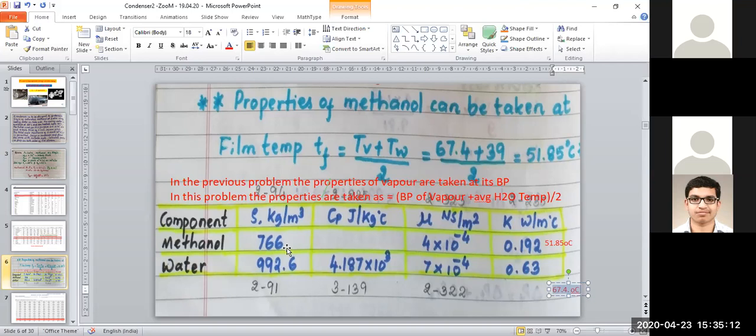It is entering a condenser, and you are using water at 25, heated up to 50. Therefore, the average temperature of water is 39. Therefore, film temperature is the boiling point of vapor plus the average temperature of water, divided by 2, that is 51.8. So you can take the properties at 51.8, or you can also take the properties at 67.4. Is it okay? We'll proceed with the next slide. Yes or no? Yes, sir. Okay, we'll go to the next slide.